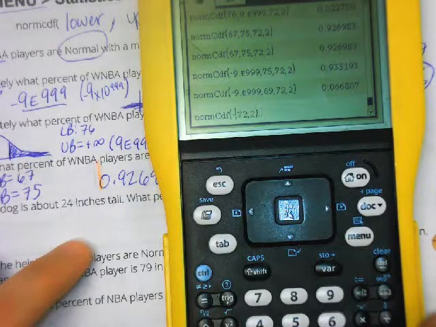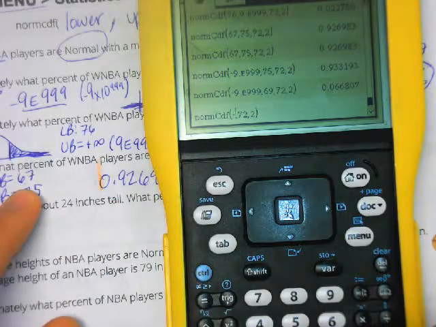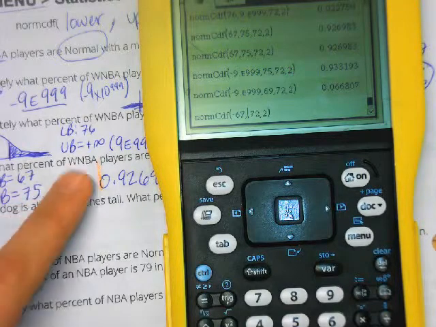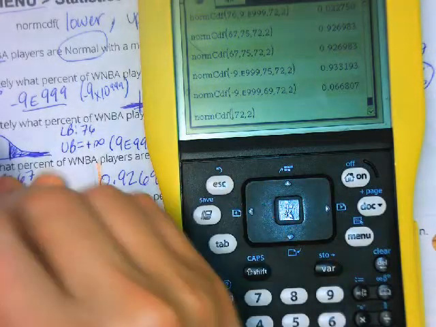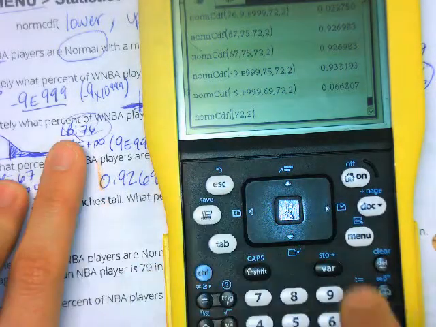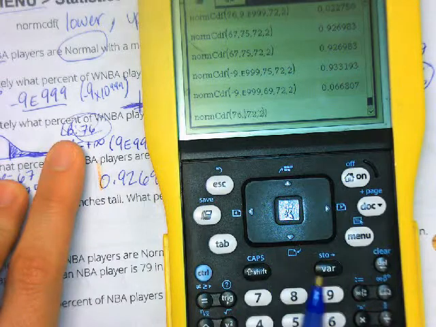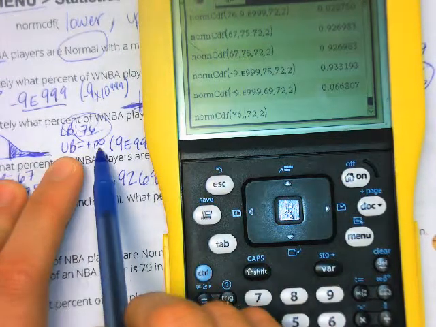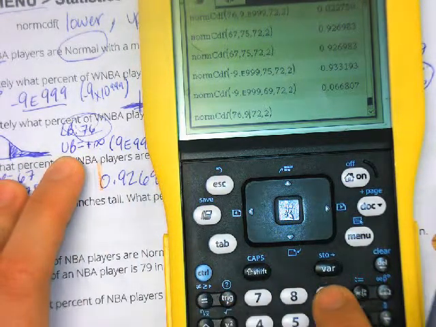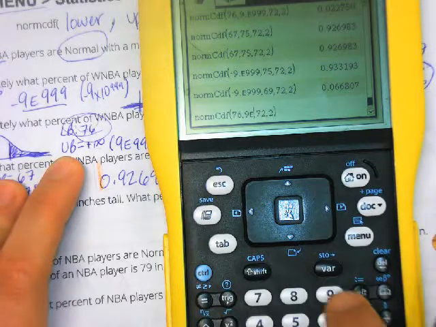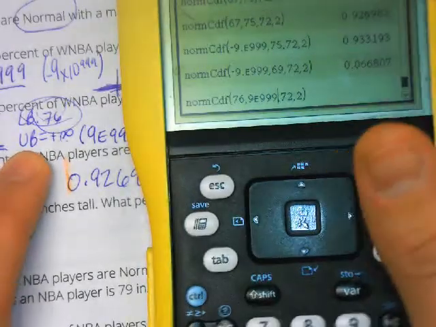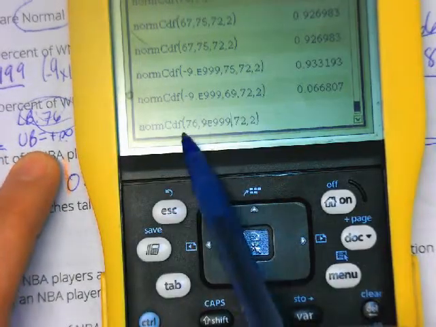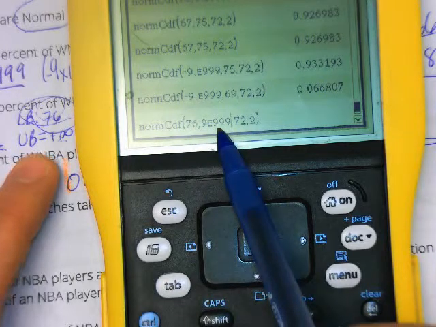My lower bound goes first. It's 67, comma, upper bound. Oh my gosh, I almost made the mistake. Wrong problem, Megan. Part B, my lower bound is 76. My upper bound is positive infinity, so 9E999. There you go. 76 is the lower bound. Upper bound is 9E999.